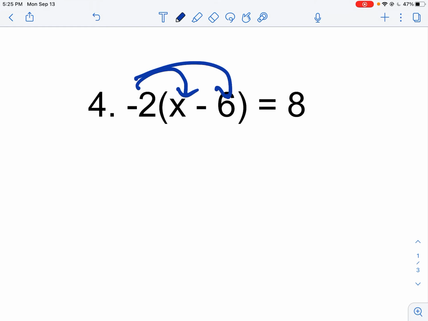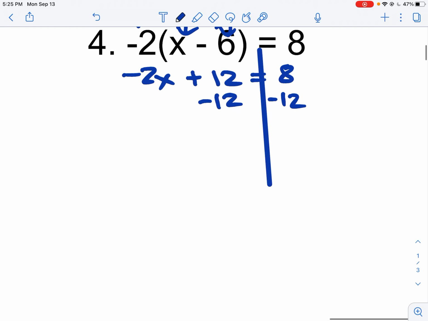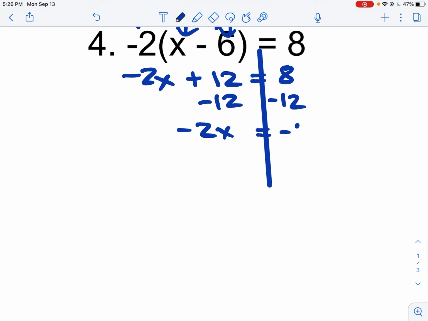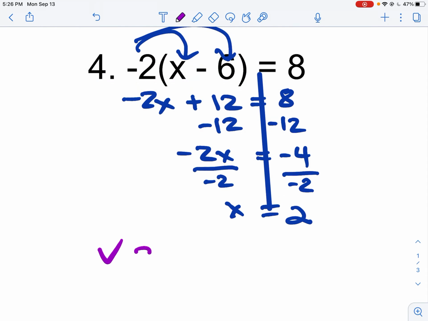So, number 4. Distributive property. So I'm going to do this first. Negative 2 times x is negative 2x. Negative 2 times negative 6 is positive 12 equals 8. I subtract 12 from both sides because I want to isolate the variable. So I get negative 2x equals negative 4. I divide by negative 2 on both sides, and I get x equals positive 2.